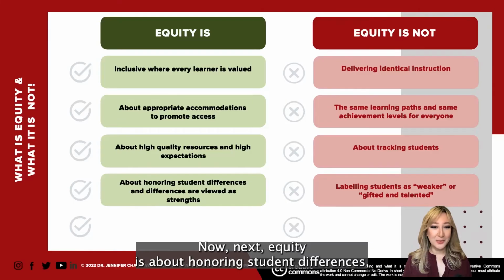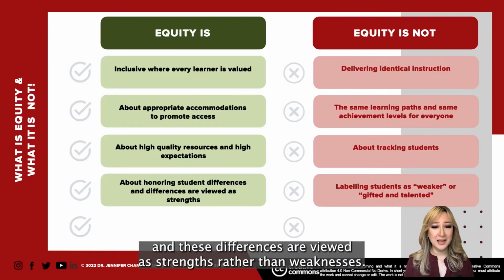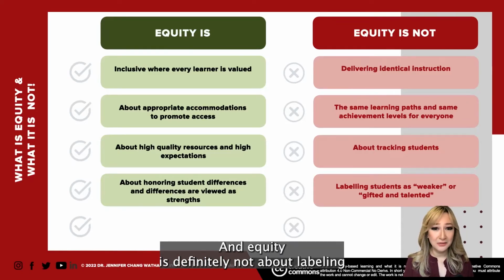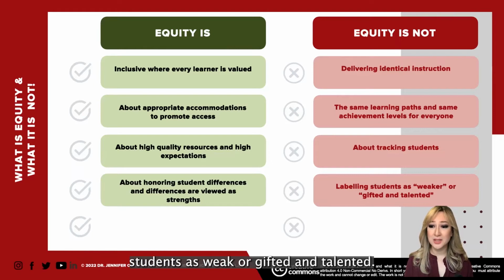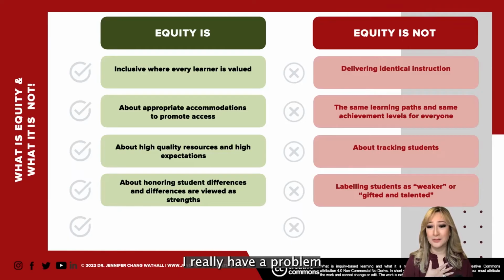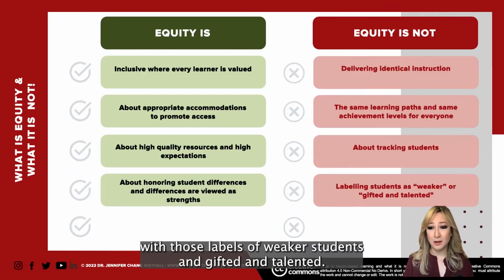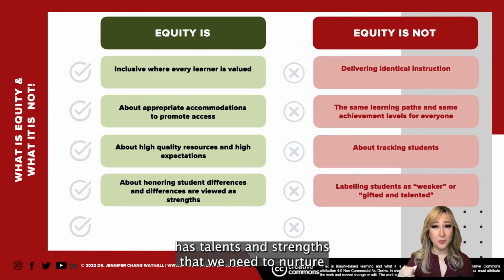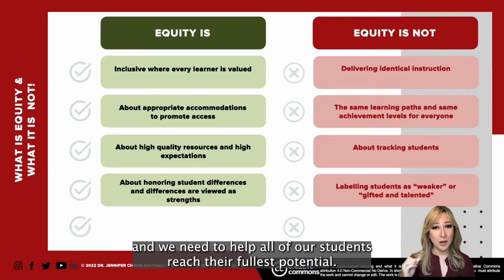Now, next, equity is about honoring student differences, and these differences are viewed as strengths rather than weaknesses. And equity is definitely not about labeling students as weaker or gifted and talented. I really have a problem with those labels of weaker students and gifted and talented. I think that every child that is in our classroom has talents and strengths that we need to nurture, and we need to help all of our students reach their fullest potential.